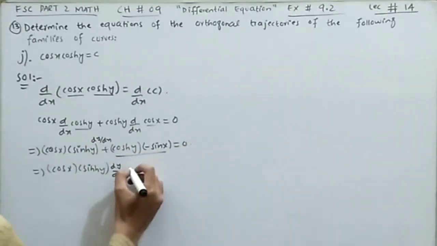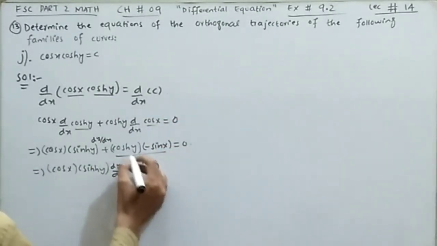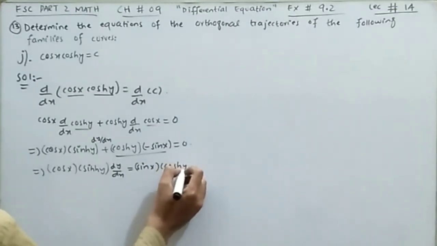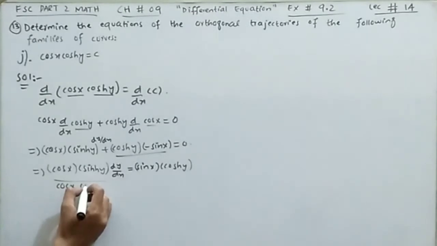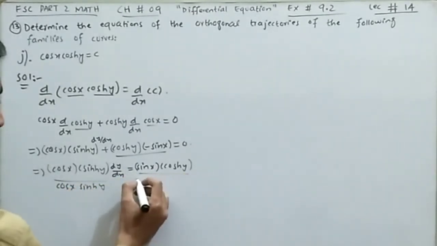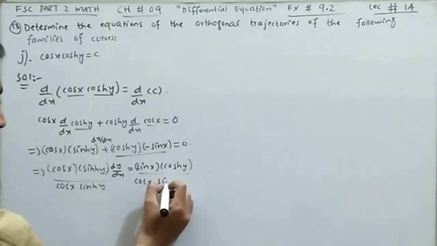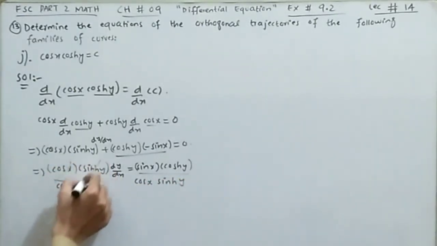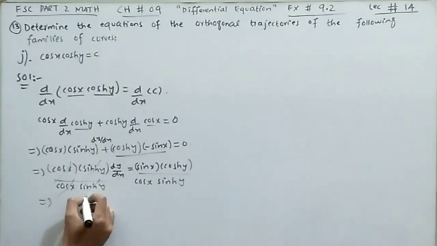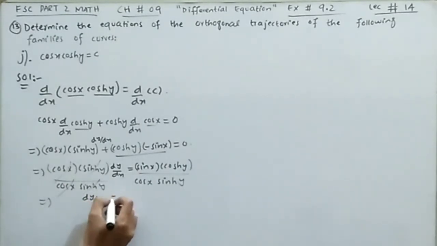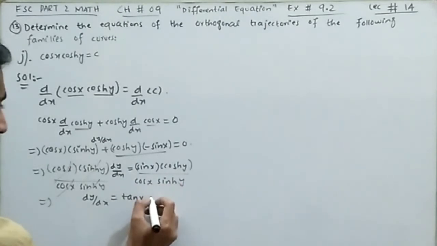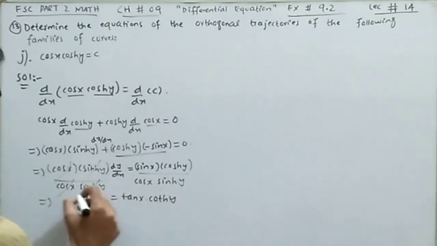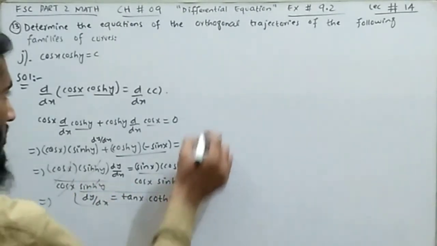Shift this to the right hand side. Over here it is negative, so by shifting to the right hand side it becomes positive, sin x and cos hyperbolic y. Divide by cos x and sin hyperbolic y on both sides. Cos x cancels with cos x, sin hyperbolic cancels with sin hyperbolic. So dy by dx will be sin by cos, which gives us tangent x, and cos by sin, which gives us cotangent hyperbolic y. This is dy by dx.